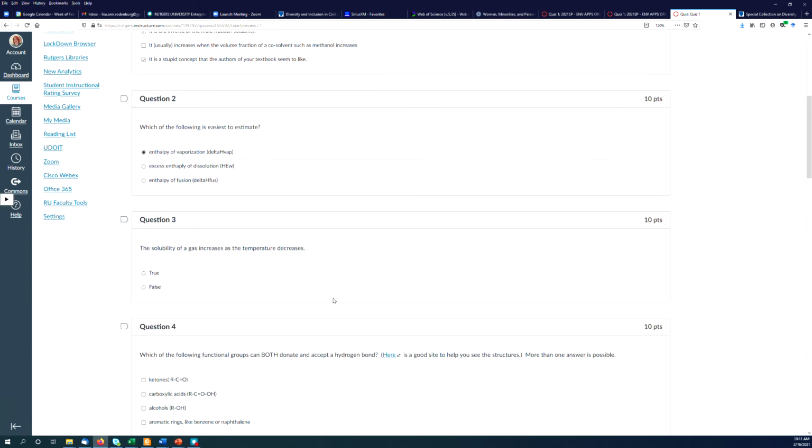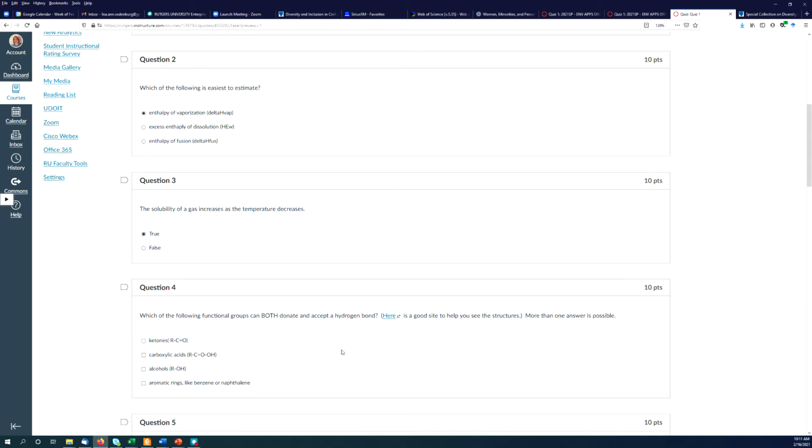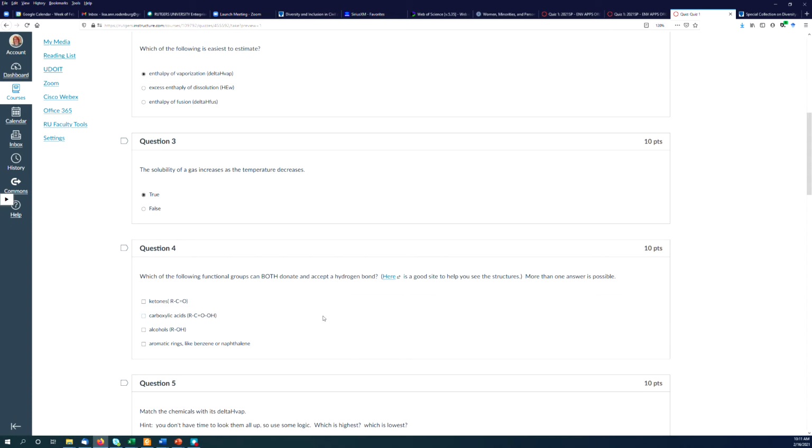The solubility of a gas increases as the temperature decreases. This is true. I know it's weird, but it's true. It has always been true, and is true of all gases, not just organic gases. So like oxygen is more soluble in cold water than in hot water.